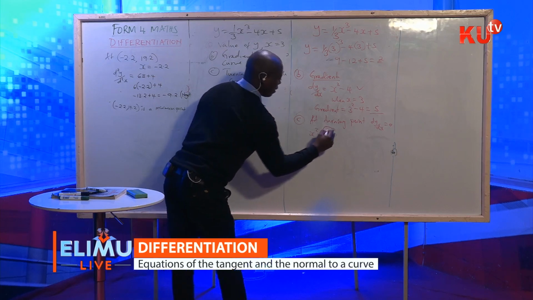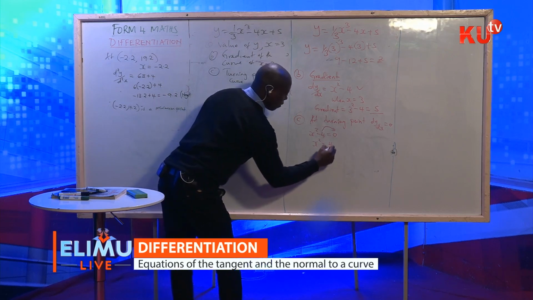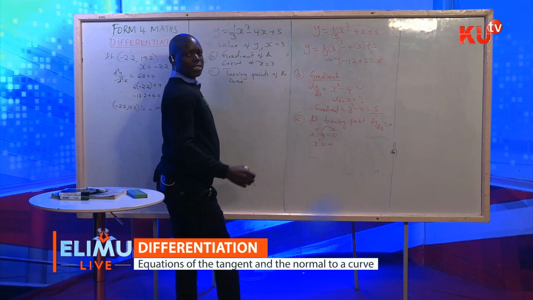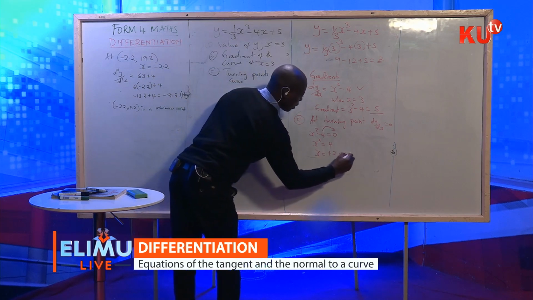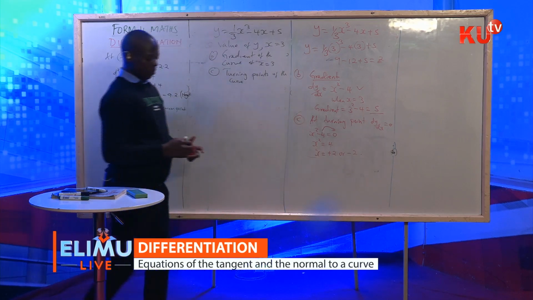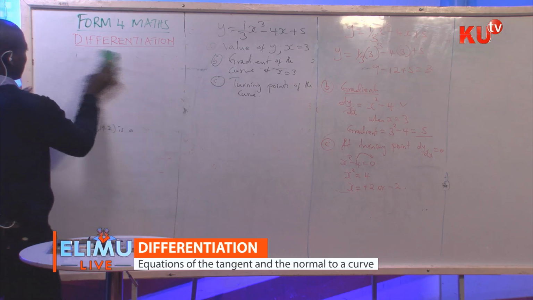Take this to the right side, positive. So x squared is equal to 4. And how do you get x? x is plus 2 or negative 2, because there should be 2 values for x, it being quadratic.